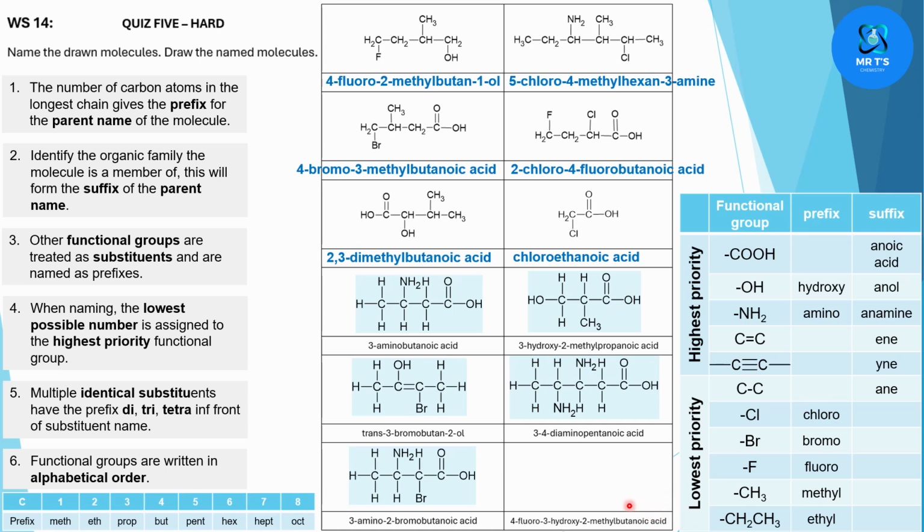4-fluoro-3-hydroxy-2-methylbutanoic acid. So 4 carbons in a row with a carboxylic acid, and then a CH3 group off the second, OH off the third, and a fluorine off the fourth. And there we have it. We have the naming for these more complex or harder molecules.